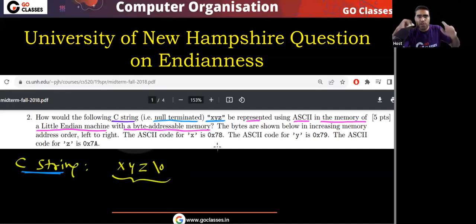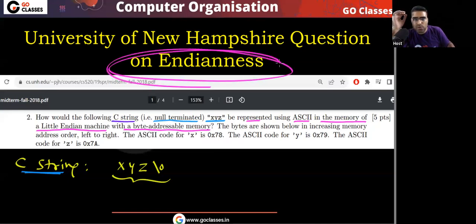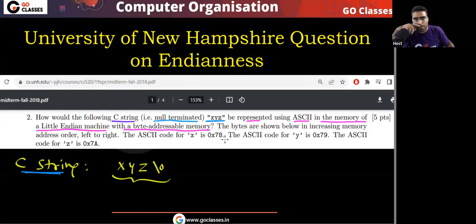Because when you have byte addressable memory, then Endianness will come into picture. Do you agree with me? I told you this, that when you have byte addressable memory, then the concept of Endianness will come into picture. So you can see here, you have byte addressable memory and your machine is a little endian machine. Now, how will this be represented in the memory? This is what the question is asking. How will you represent this in the main memory? Now, what the question is saying, the bytes are shown.